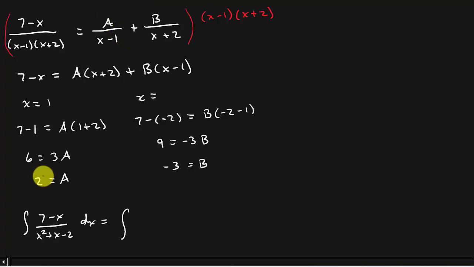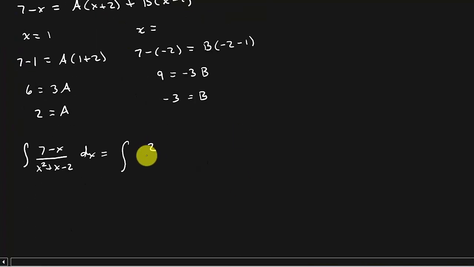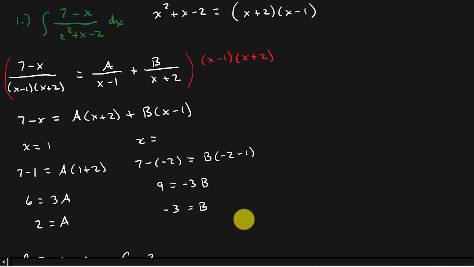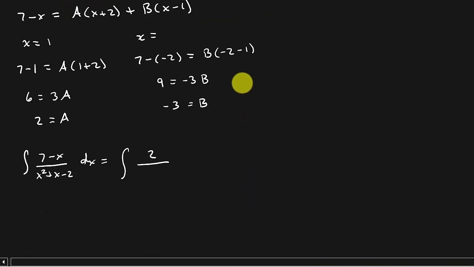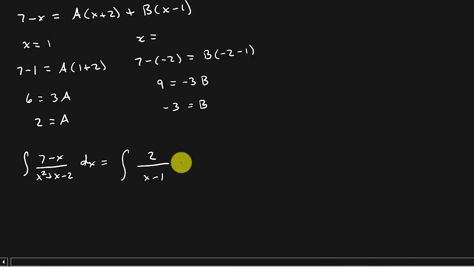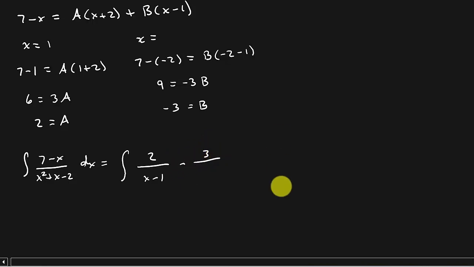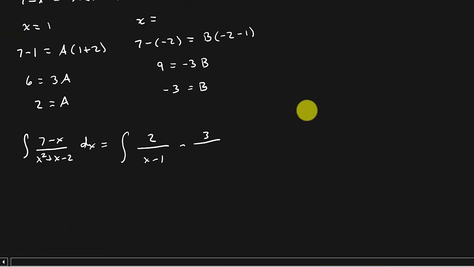And A is 2. So that's going to be 2 over x minus 1 minus, because it's a minus 3. So, I mean, I could put plus negative 3, but I'm just going to go ahead and put minus 3 over the x plus 2. And that is dx. All right.